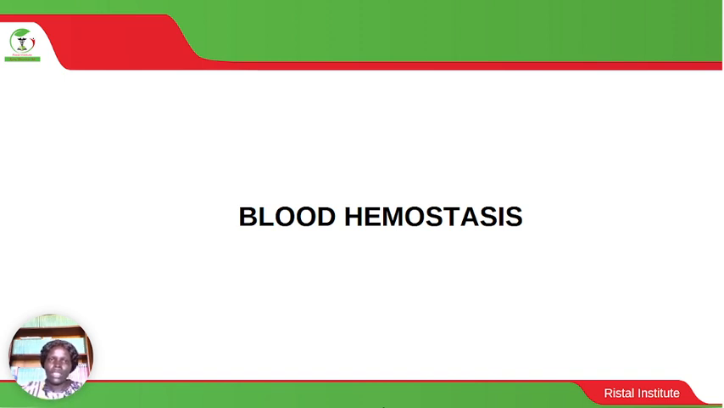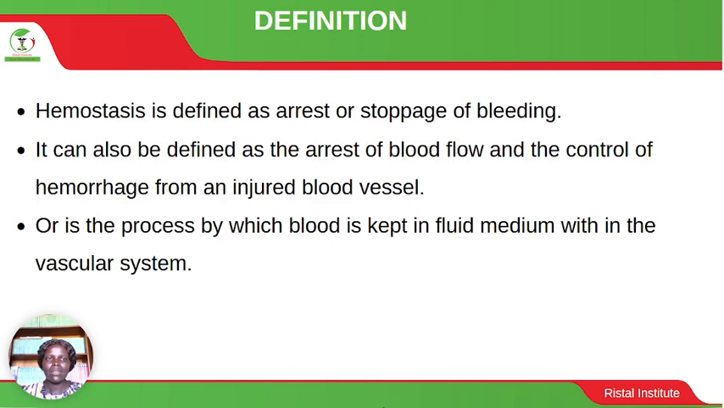Today, we are going to look at blood hemostasis. By definition, hemostasis is defined as arrest or stoppage of bleeding. It can also be defined as the arrest of blood flow and control of hemorrhage from an injured blood vessel, or the process by which blood is kept in fluid medium within the vascular system. So as long as the blood is contained within the blood vessels, we term it as hemostasis.